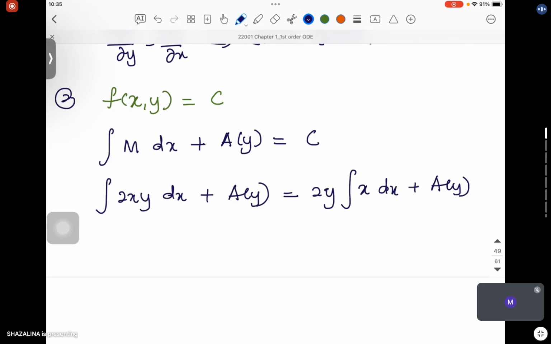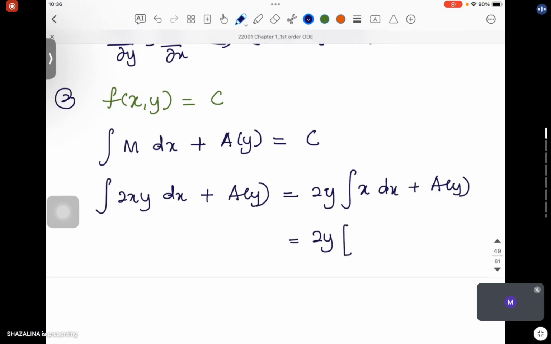Tadi differentiate partially. Now we want to integrate partially. The concept is the same. When you differentiate with respect to x, your y is constant. When you differentiate with respect to y, x is constant. When you integrate with respect to x, y is constant. When you integrate with respect to y, x is constant. Sama je konsep dia. So, continue with the integration.